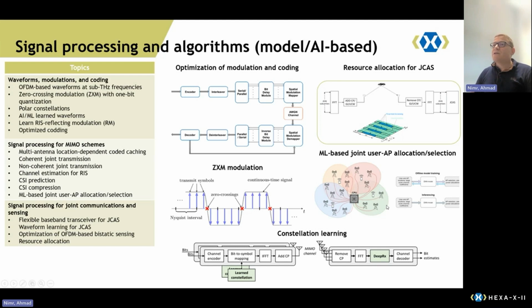Of course, signal processing for MIMO schemes, from channel estimation to coherent and non-coherent detection. And a lot of activities are trying to also explore AI there. Signal processing for communication and sensing covers also the waveform design or precoding for JCAS, optimizing the resource allocation for communication and sensing, and a lot more. So the list is really long in this huge work package.